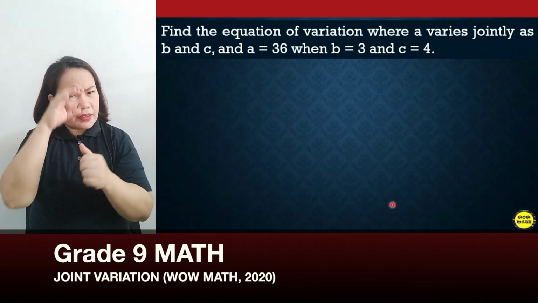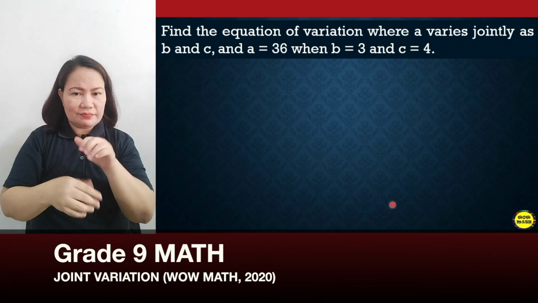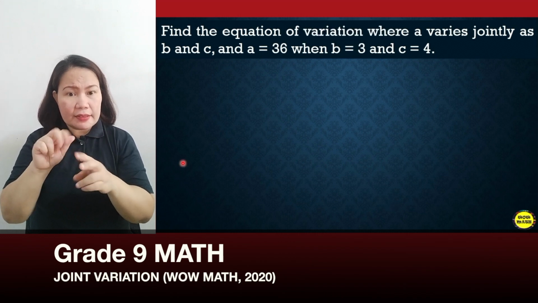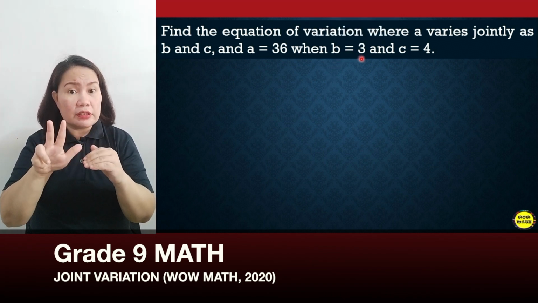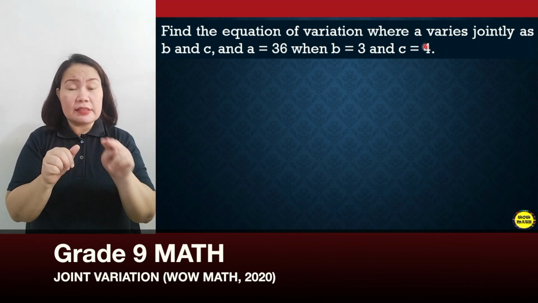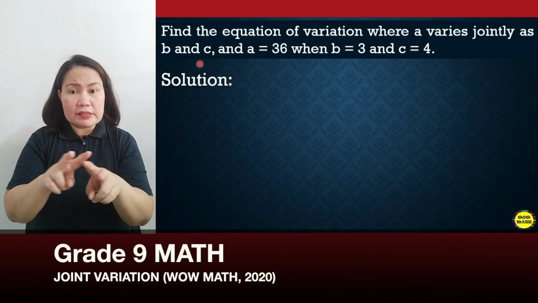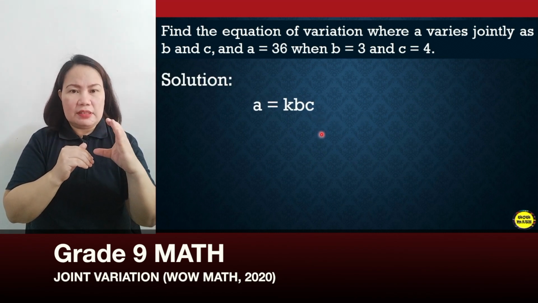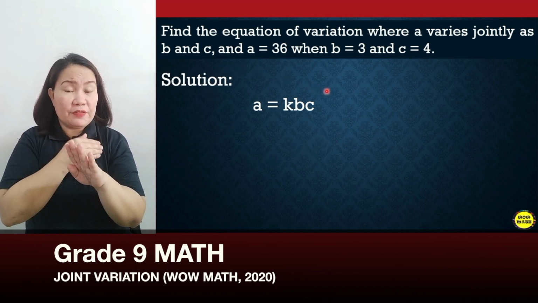So how to find the constant of variation and the equation of variation? Find the equation of variation where A varies jointly as B and C, and A equals 36 when B equals 3 and C equals 4. So first, kailangan muna natin i-translate itong mathematical statement na A varies jointly as B and C. So that is A equals KBC. So, ang una natin kunin dito is the constant of variation. Saka natin makukuha yung equation ng variation.